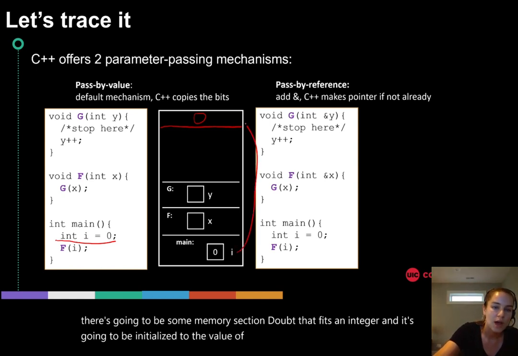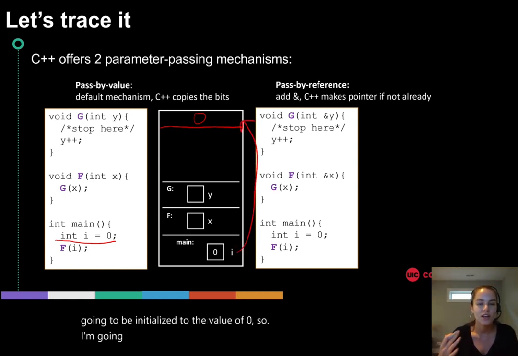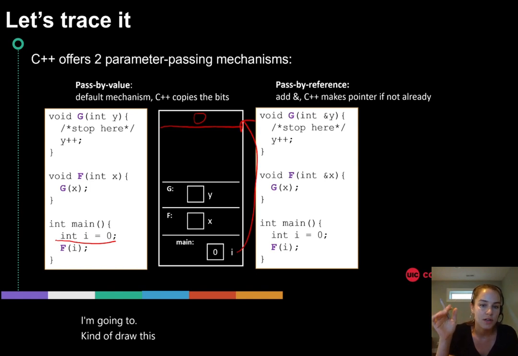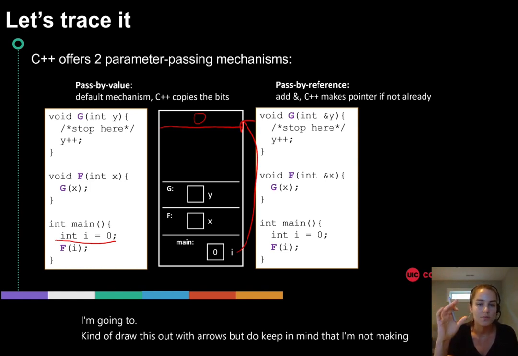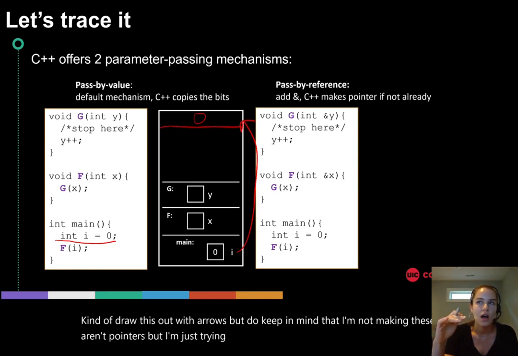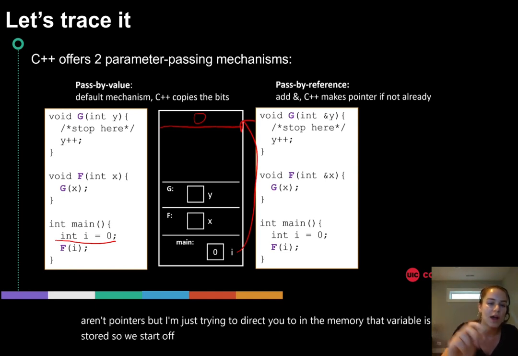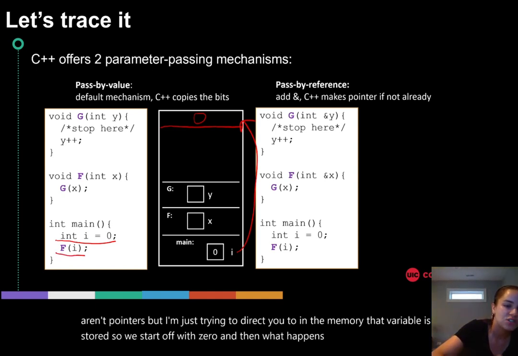So I'm going to draw this out with arrows, but do keep in mind that these aren't pointers, I'm just trying to direct you to where in the memory that variable is stored. So we start off with 0, and then what happens? So then function f is called.